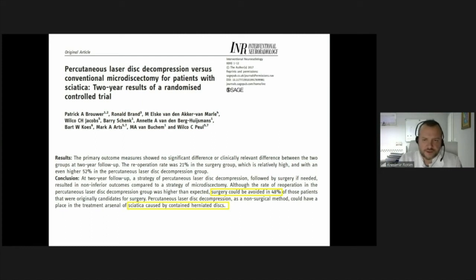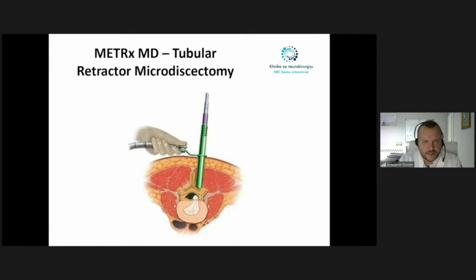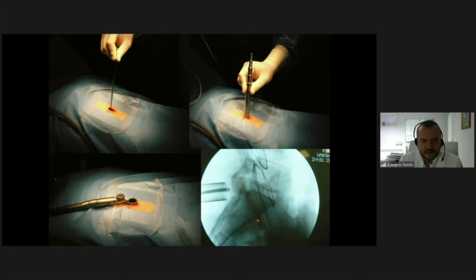PLDD meant that surgery could be avoided in 48% of those who actually were candidates for surgery. And the conclusion is that in a contained, let's say, dorsomedial lumbar disc herniation or protrusion that produces predominantly low back pain without irradiation into the leg, PLDD actually can be a first method of choice in treating those patients less invasively. We then move to the tubular microdiscectomy. We are using this kind of system, as you can see on the images.